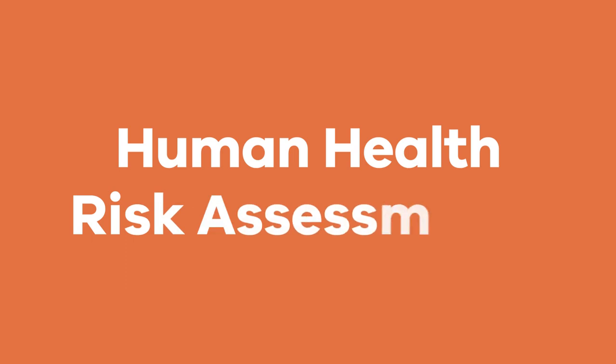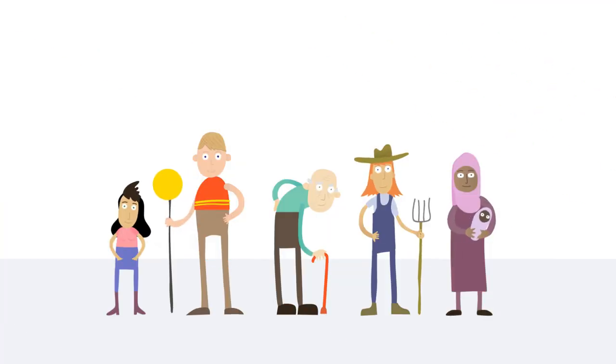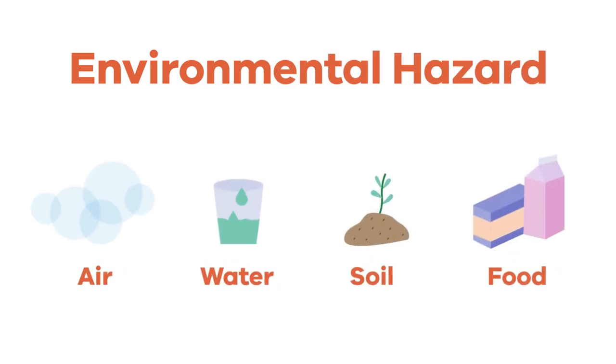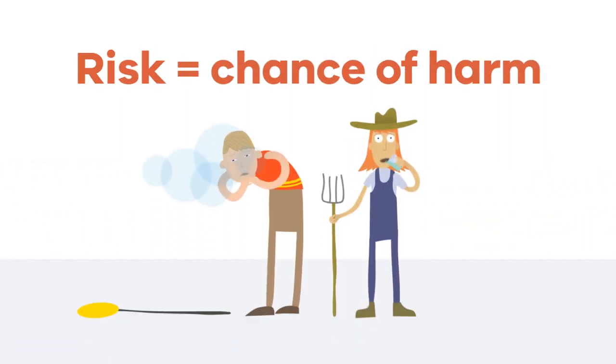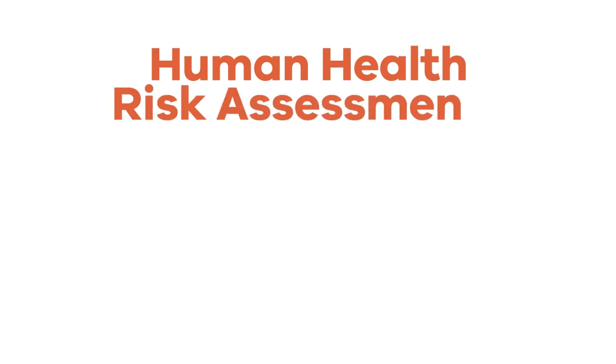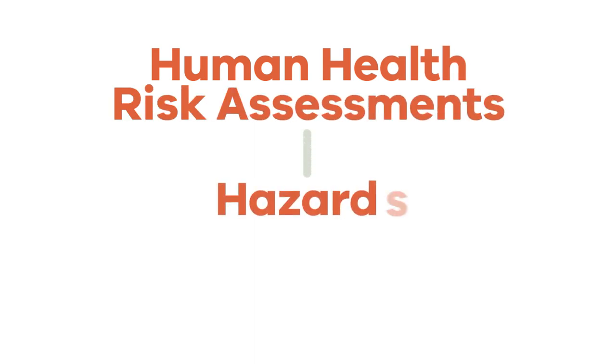Human Health Risk Assessments. A human health risk assessment is a way of assessing the potential impact of an environmental hazard on a community. An environmental hazard is something that has the potential to cause harm, usually something chemical or biological. A risk is the chance of that hazard causing harm. Human health risk assessments can be used to assess environmental health hazards to estimate the risks to human health.